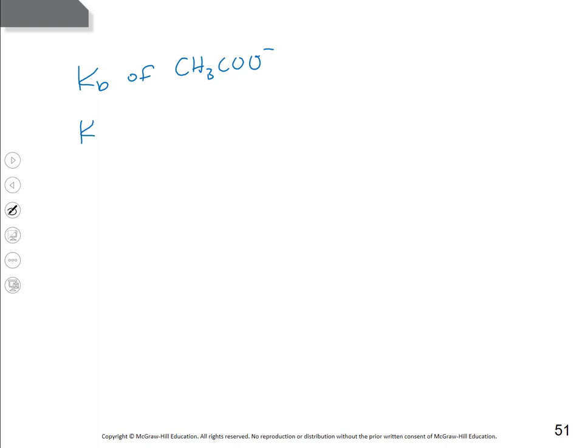We know that the Ka of acetic acid is 1.8 times 10 to the negative fifth. We got that from the table of weak acids back in chapter 16. Can we use that to find the Kb of the acetate ion? Yes. What's the relationship between Ka and Kb?